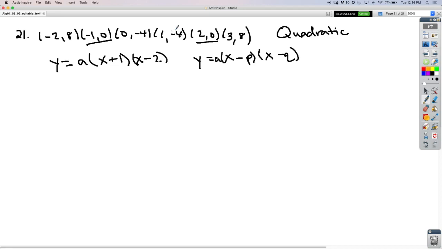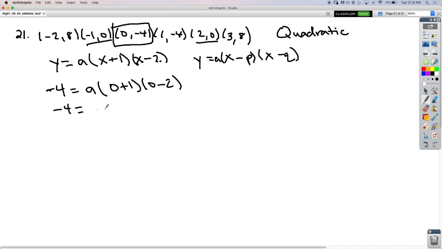I can use any of these points. So pick any of these points. It doesn't matter which one you use. Which one would you like to use? Yeah, I'm going to use this one. That makes sense to me. Okay, so now we have it. -4 equals a times 0 plus 1 times 0 minus 2. -4 equals a times, this is 1 and -2, times -2. Divide both sides, so a is going to equal 2.